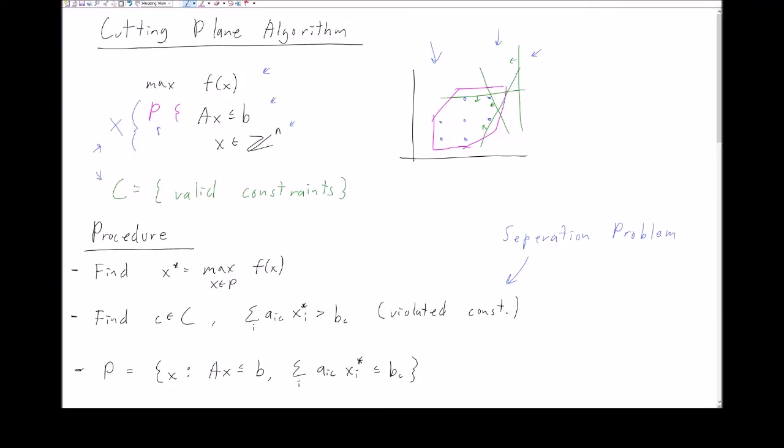In the cutting plane procedure, we iteratively add valid constraints into our polyhedron. We do this by first solving and finding the optimal solution in our polyhedron. We call this x star. After we find x star, we find some constraint that is violated by this particular solution. We add it to our polyhedron and iterate. This middle step, finding the constraint that's violated by our particular solution, is called the separation problem, and we're going to focus on it quite a bit in these lectures.